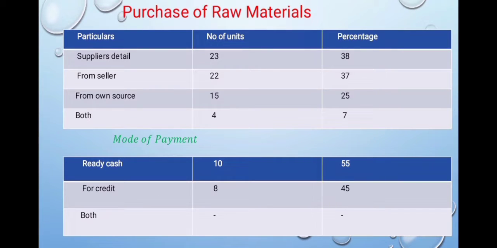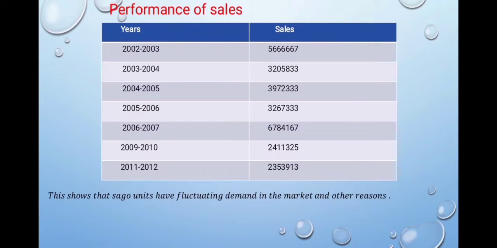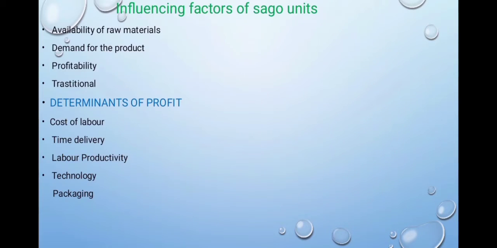And the next one is purchase of raw materials. It is from sellers, from own source, and supplier details. Both are 7%. Mode of payment: ready cash or credit. And the next one is performance of sale. This shows that the sago units have fluctuating demand in the market and other reasons. Next one is influencing factors of sago units: availability of raw materials, demand for the product, profitability, and some of the determinants of profit: cost of labor, timely delivery, labor productivity, technology, and packaging.